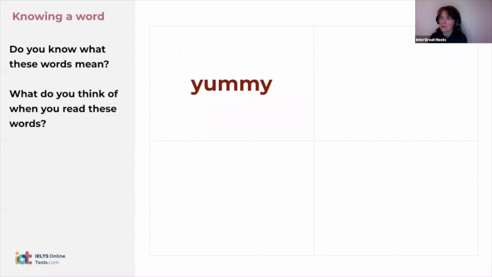Would we use this in a writing? Could you write this in your essay, or is it something? Yes, okay, it's much more informal. It's related to food, and it means delicious. Yes, so very nice word to use, but only when you are speaking. So that's one thing. Okay, what about exquisite?